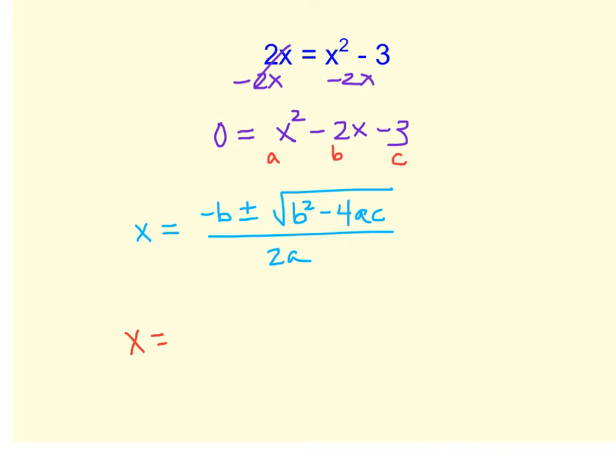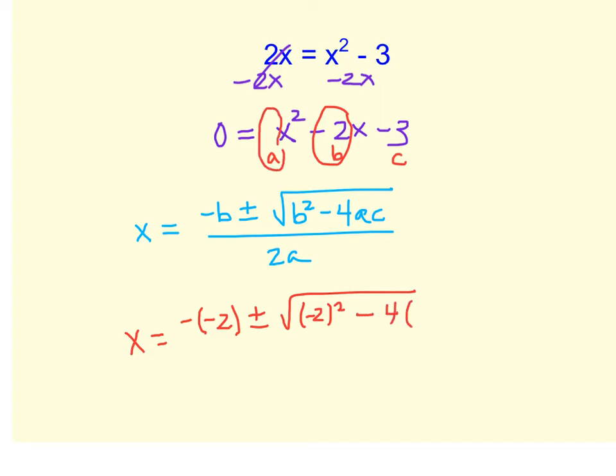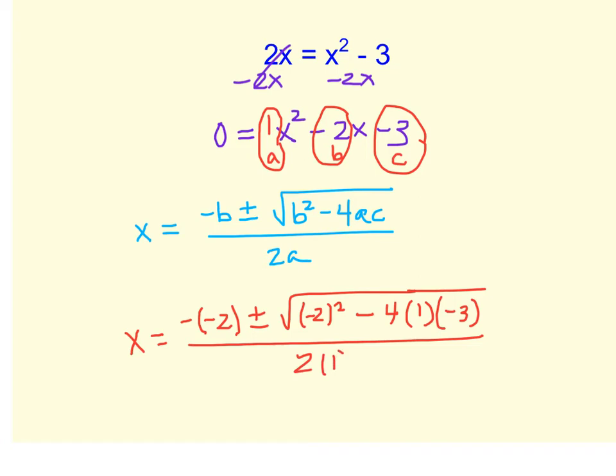All right, negative b, so we have a negative, and then our b value is a negative 2, so a negative negative 2, plus or minus the square root of b squared, so negative 2 squared, minus 4 times our a. Well, if there's not a number in front of the x, remember it's like there's a 1 there, and our c is a negative 3, all over 2 times 1.